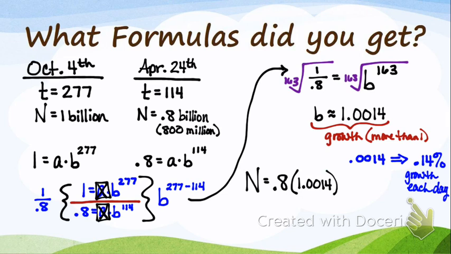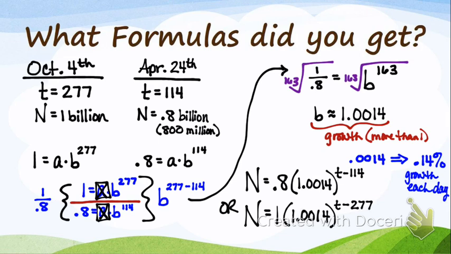To the power of t minus 114. Or, what about if I wanted to use this other date? 1 times to the power of t minus 277. These have the exact same meaning.